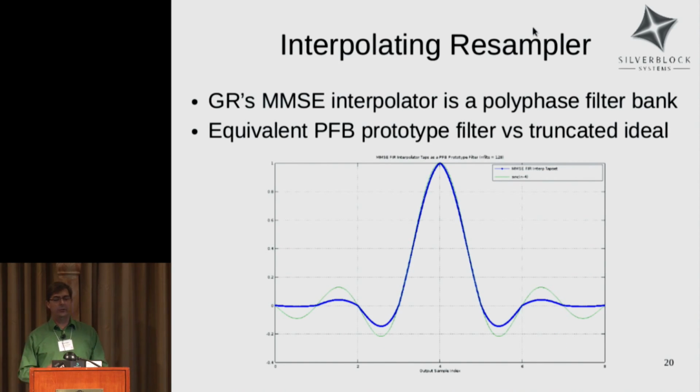Just as an interesting plot, if you took GNU Radio's minimum mean squared error interpolator and treated it as a polyphase filter bank and re-interleaved all the taps into a prototype polyphase filter, this is what you get, this blue line. And for comparison, I plotted a truncated sinc on the green line underneath of it. So it's what we would expect.